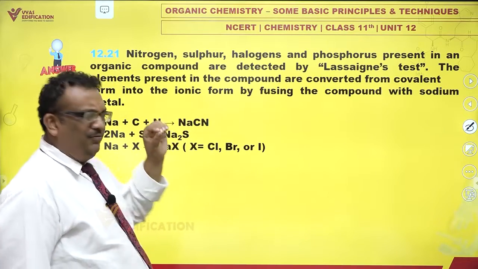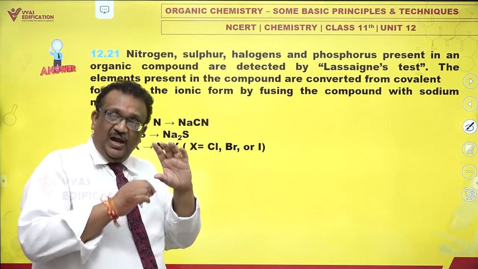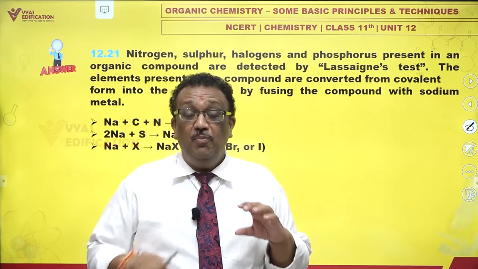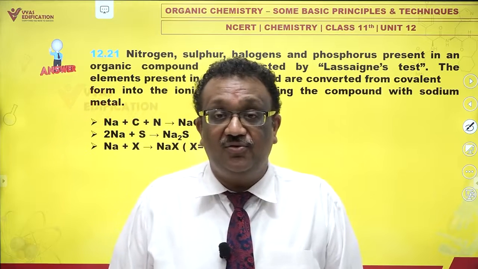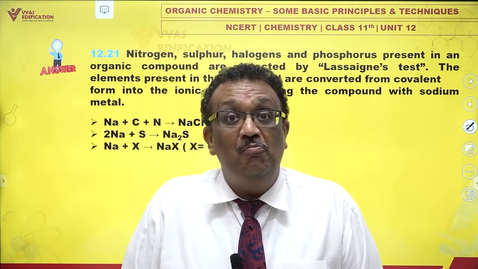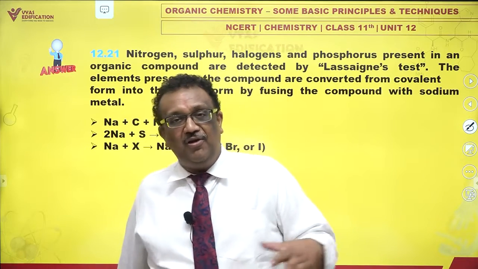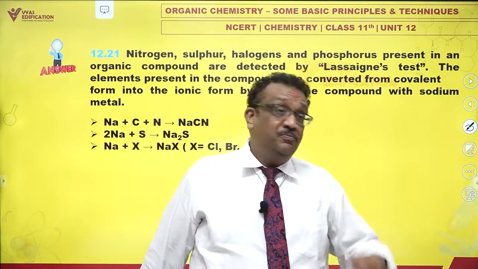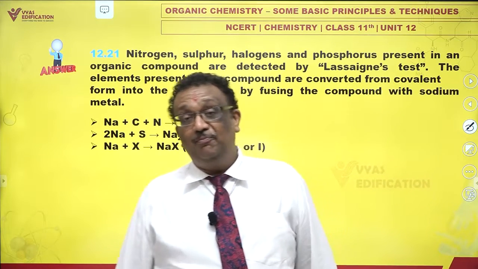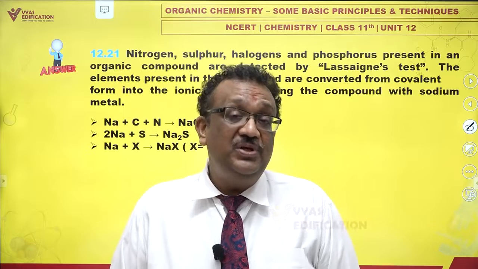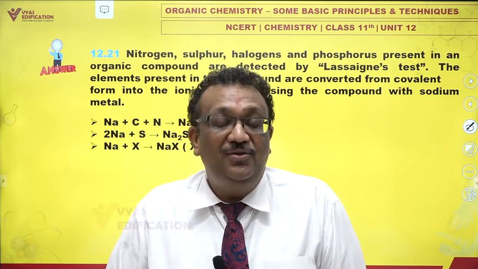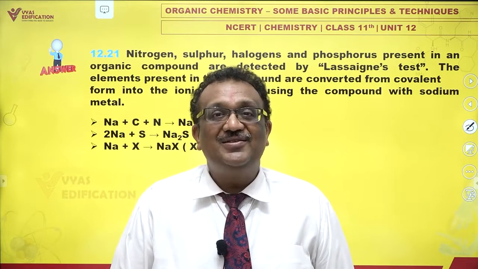We take a sample of any given organic compound, add it in a small tube, and then add metallic sodium. Sodium is very reactive. We melt and fuse them together. Molten sodium, because it's very reactive, destroys the organic compound, takes out all the nitrogen, phosphorus, sulfur, halogens, and forms different compounds. Those species can be specifically tested using specific reagents, and this overall process is called Lassaigne's test.